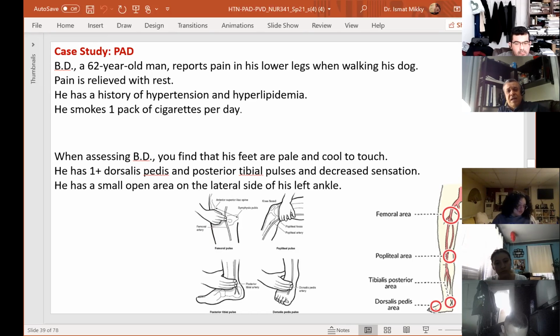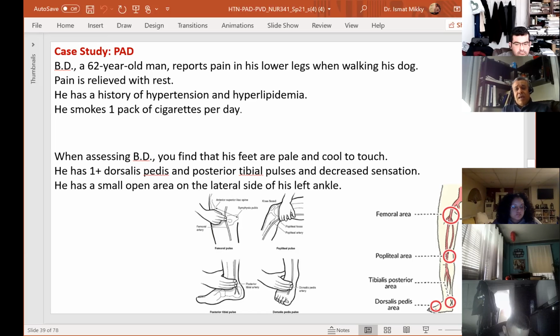It's a continuous, unfolding kind of scenario as we cover the treatment and the surgical therapeutic modalities for PAD. Pain is relieved with rest, which is consistent with what we have learned, the intermittent claudication. The patient has a history of hypertension and hyperlipidemia, and smokes one pack of cigarettes per day.